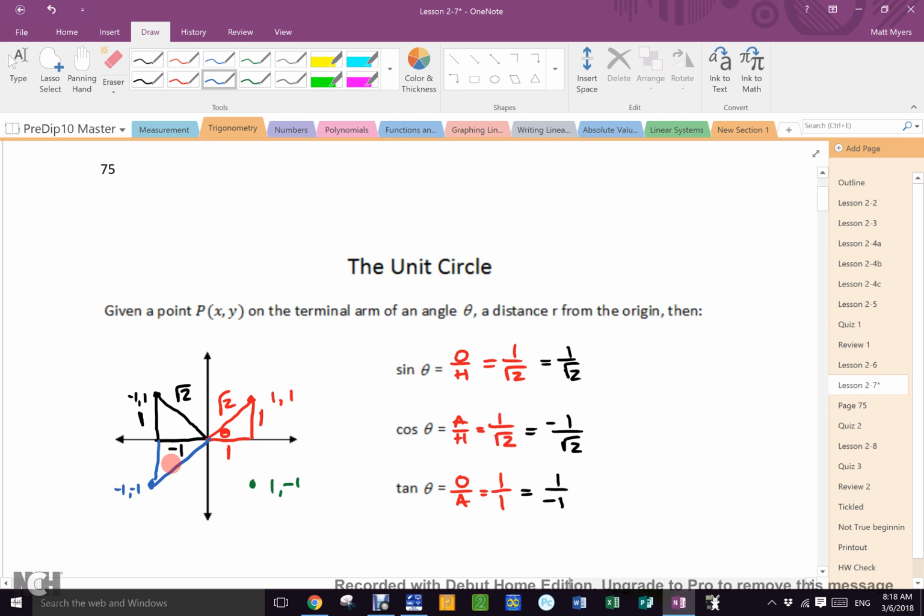What happens in the blue one? They're both negative. So what is the sine of the blue one? -1 over root 2. What is the cos of the blue one? -1 over root 2. What is the tan of the blue one? -1 over -1 is? Positive 1. And finally, what is the green one? It's the same thing as the second quadrant, just on the y-axis. What is the cos, the sine?